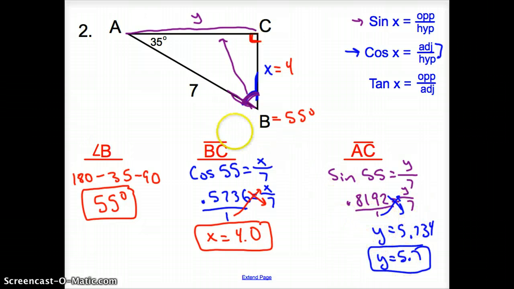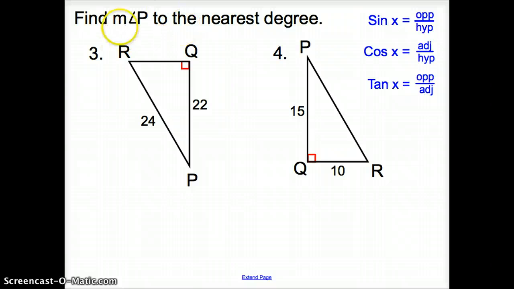Now, ladies and gentlemen, is there a way to check your work? Yes, there is. We could just use all the sides. We could use the Pythagorean theorem, right? 4 squared plus 5.7 squared should equal 7 squared. And if you want to check it, go ahead and check it, but I promise you it will work out. Now, for the last two problems.